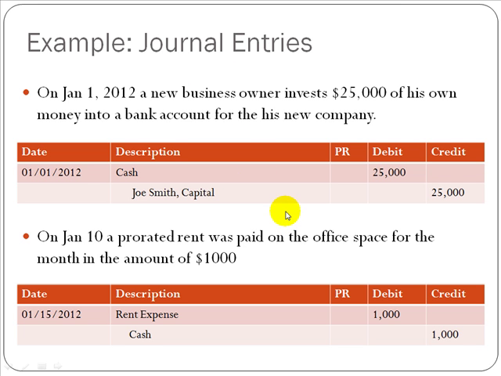Let's take a look at an example of paying an expense. On January 10th, a prorated rent was paid on the office space for the month in the amount of $1,000. So the date is listed. We debit what happened. In this case, what happened was the rent got paid. So rent expense is debited for $1,000. And how did we pay for this? We paid for this out of the cash account. So we credit cash for $1,000.